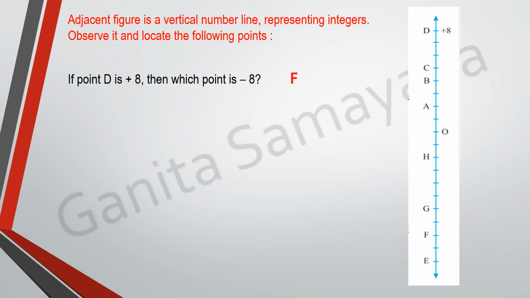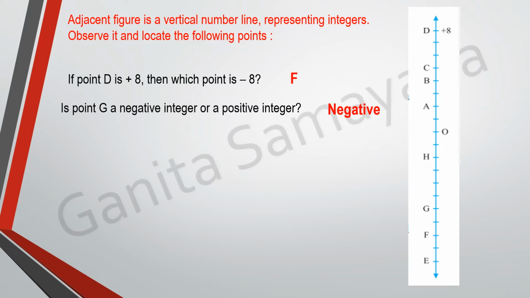Clear? Okay. The next question is: is point G a negative integer or a positive integer? Where is G? Here. We should know whether it is positive or negative. To know that, we should know its position, whether it is above 0 or below 0. So this is below 0. So it is negative.